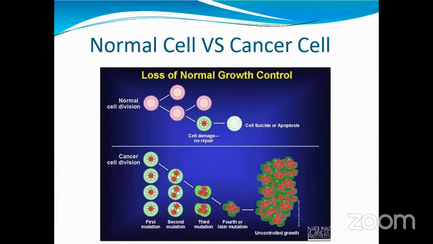Like normal cell division, after some generations, if there is any cell damage, it will usually be repaired. If repair is not possible, then the cells will undergo suicide, or apoptosis. But in cancer cells, the mutations get accumulated within the cells.